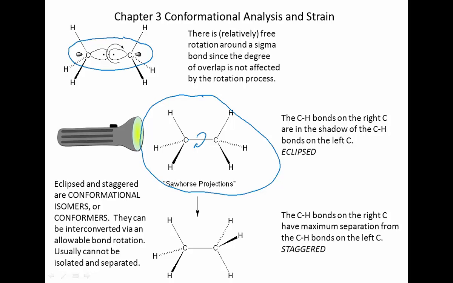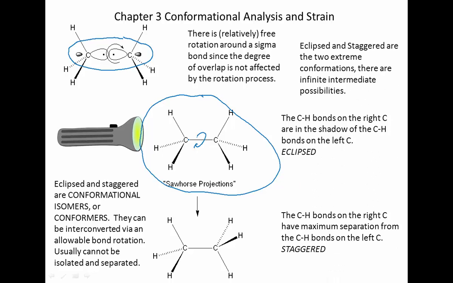If we look at what ethane looks like at room temperature, it's actually a very rapidly rotating molecule. In fact, it's rotating so fast that if you just looked at it, it would be a blur. Okay, so we cannot really separate and isolate eclipsed and staggered ethane. These are just two conformations, and this interconversion is rapidly happening at room temperature.